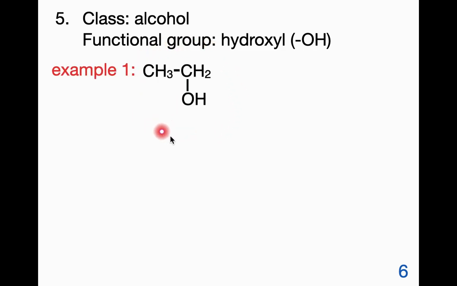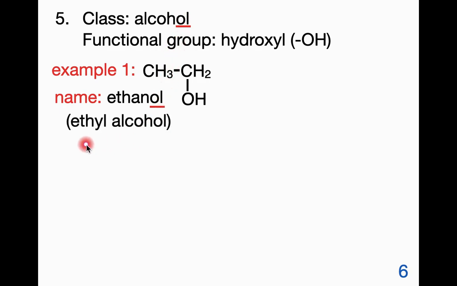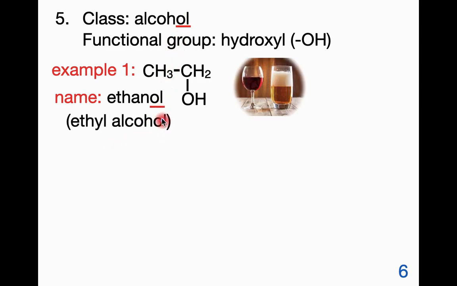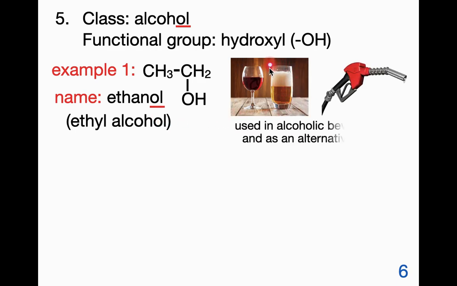Example, this is the most common, well-known alcohol of all, ethanol. Now the name ends in OL, which comes from alcohol. It's also known as ethyl alcohol. This is the alcohol that's found in alcoholic beverages and used as an alternative fuel. Almost all gasoline these days is about 10% ethanol. Ethanol mostly being derived from corn.